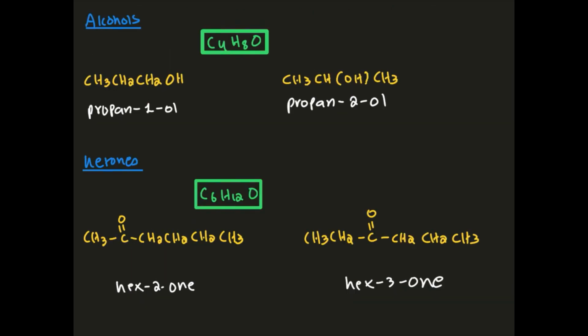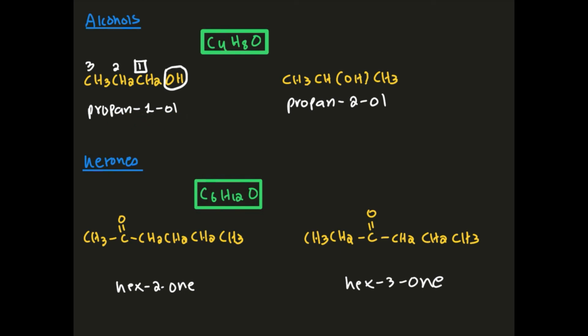So now we're going to be taking a look at examples for alcohols and ketones. So for alcohols, we're going to be taking a look at the alcohol with the molecular formula C4H8O. In this case, we can have two positional isomers of the same alcohol. So if you number this alcohol, you're going to see that the OH group is attached on the first carbon. So this is going to be called propan-1-ol.